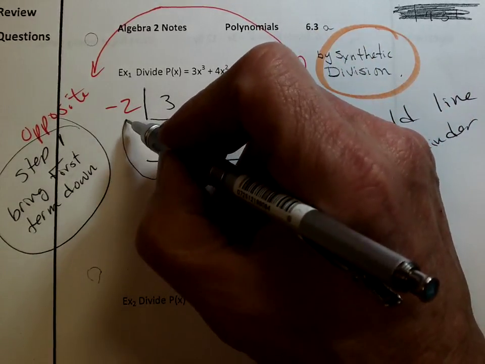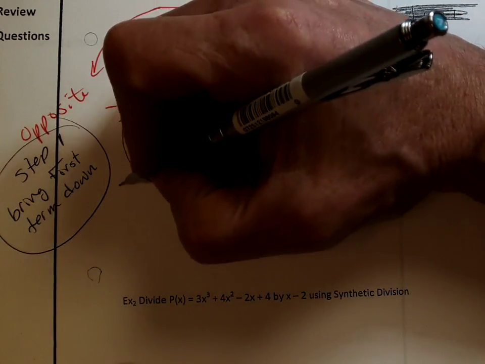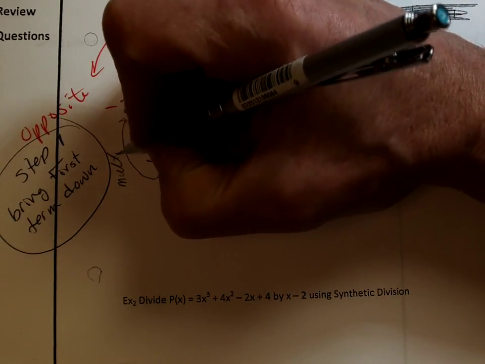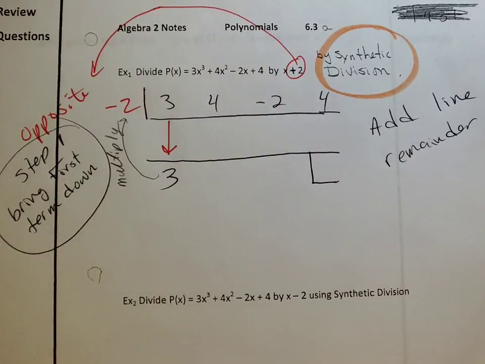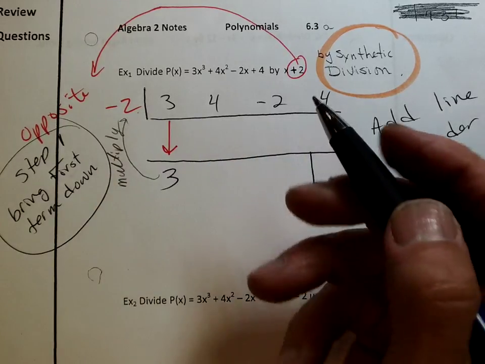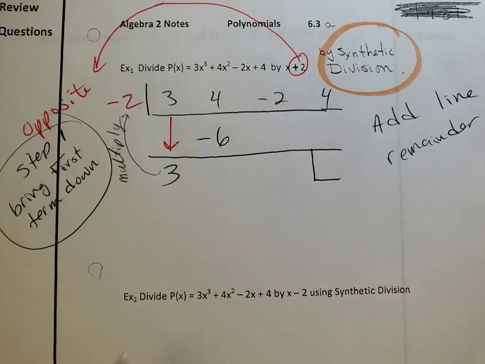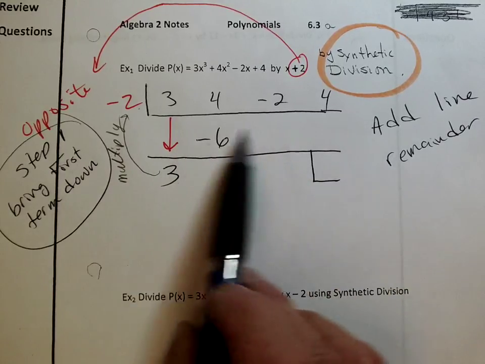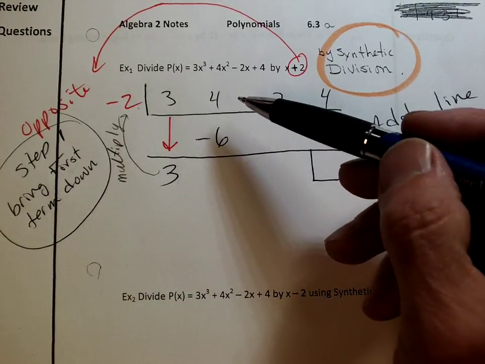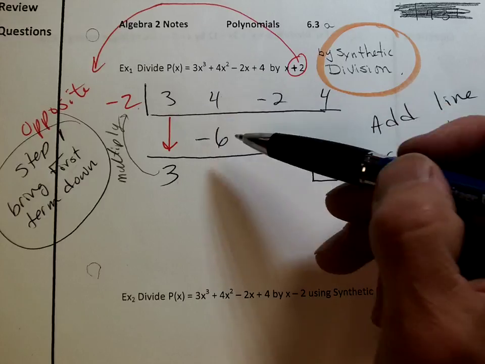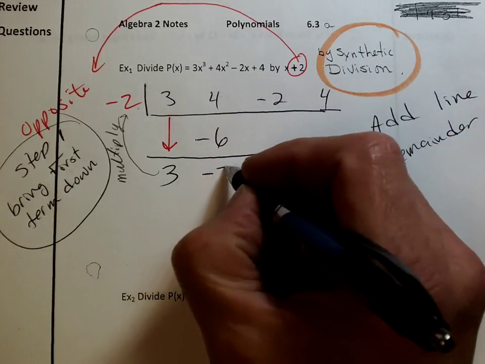Then I'm going to multiply. 3 times -2 is -6, right? And then this is my add line. Remember, this is my add line. So I'm going to add: 4 plus a -6 is a -2, right?